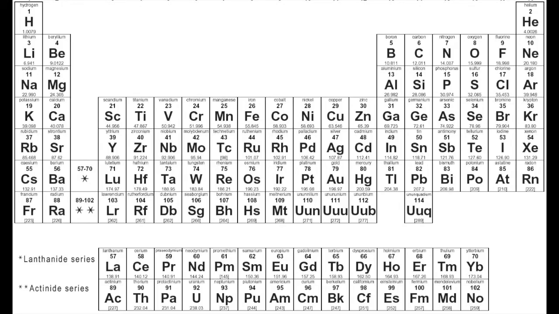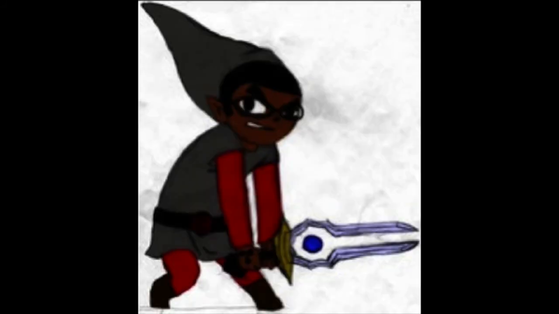Obviously, each element in the periodic table has a different electron configuration, but these are the overall generalizations of how each item works. In conclusion, we hope we helped.